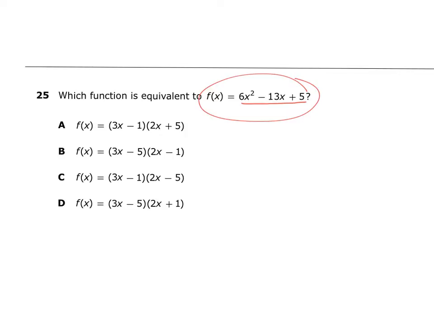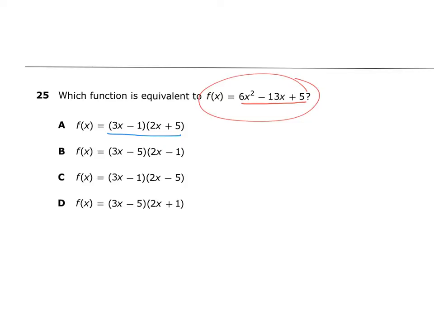Now, I've already seen it. I'm going to go back into my y equals, and in my y2, I'm going to type in the very first answer, A. So I'm going to type in 3x minus 1 in parentheses. So 3x minus 1, and then close the parentheses, open them again, 2x plus 5. Make sure you type it in exactly as you see it. Now I'm going to graph that one.